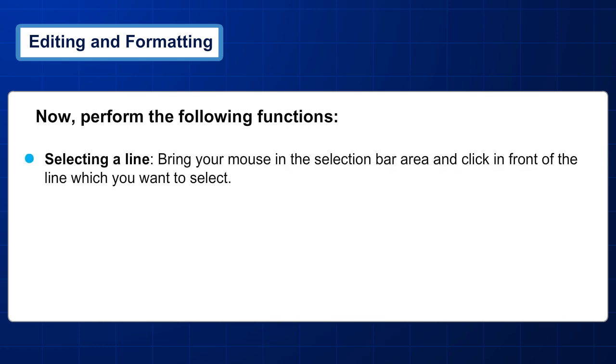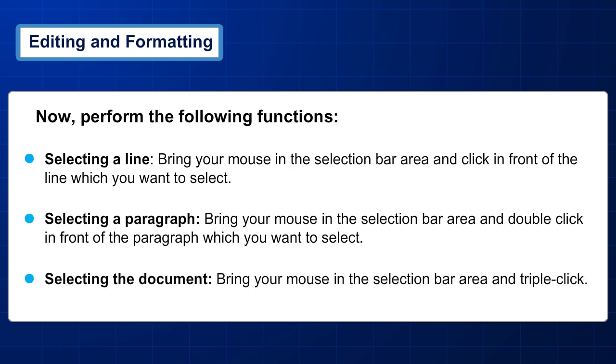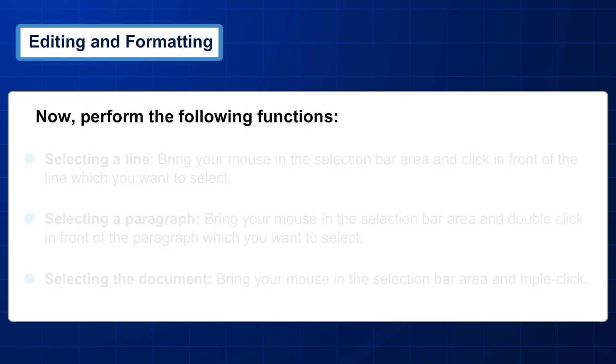Selecting a line, bring your mouse in the selection bar area and click in front of the line which you want to select. Selecting a paragraph, bring your mouse in the selection bar area and double-click in front of the paragraph which you want to select. Selecting the document, bring your mouse in the selection bar area and triple-click.